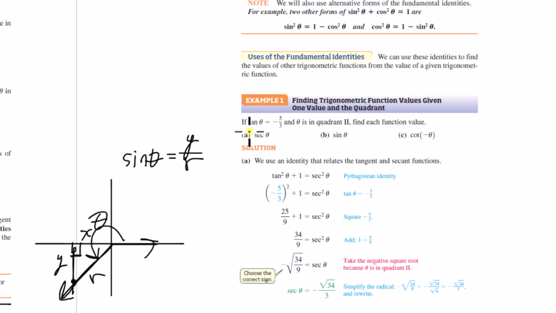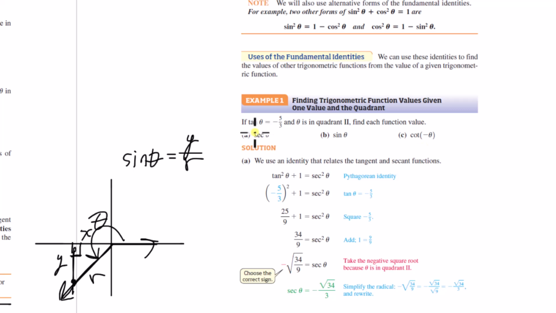All right, if we know that tangent theta is minus 5/3, and that theta is in quadrant 2, then find each function value. So let's find secant and sine of that same angle. Now, we could technically do the inverse of this. We haven't officially learned inverses yet, but we know how to use our calculator to do an inverse and get the angle that way. But no, we want to use one of the fundamental identities to get these values.